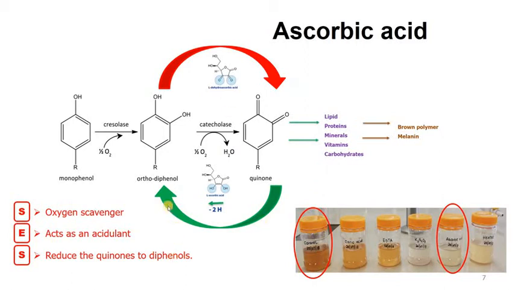And another mode of action will be, we already mentioned that ascorbic acid is an acidulant. So it will bring down the pH below 5 and 7, which is then the perfect range.